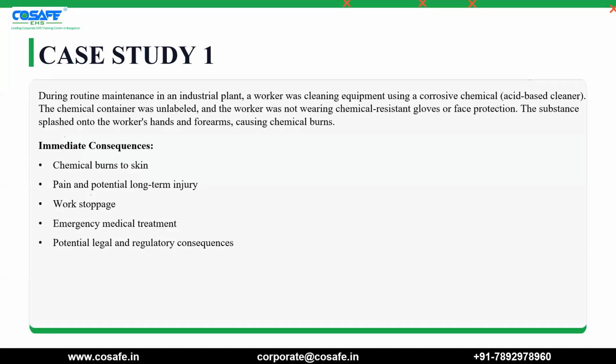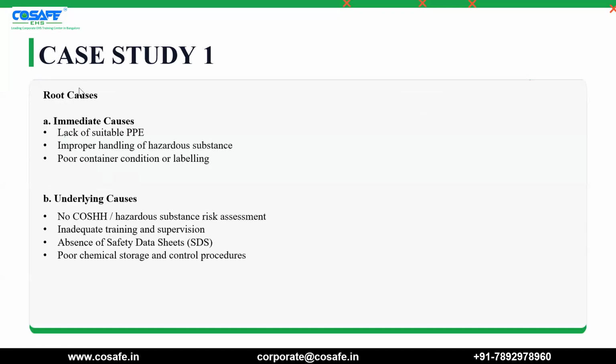Okay. So these were all the immediate causes. Now let's see what the other causes were. What are the immediate causes? Lack of suitable PPE. There are two types of causes: one is the immediate cause and one is the root cause. Do you know about it? No, sir. So, what is the immediate cause? It is the cause which resulted in the accident at the current time.